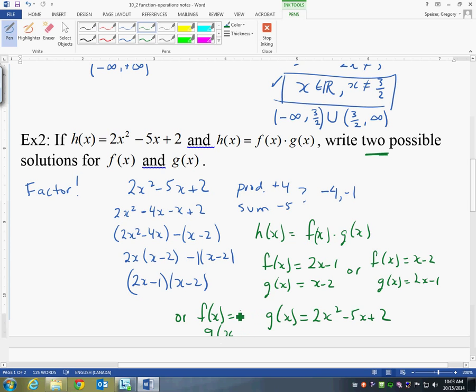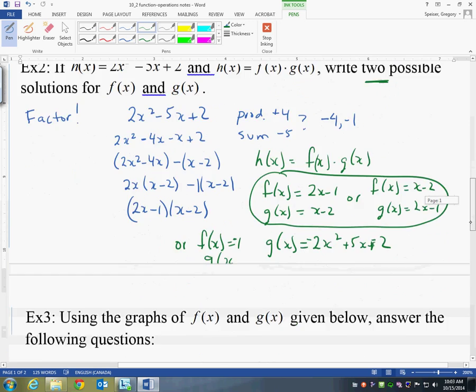Or, heck, you could go and say, what if f of x is equal to negative 1? Then this would be negative, positive, and then negative, right? So there's really an infinite number of answers, but these are probably the ones that you would find in your answers at the back of the text. So if you get something that you can factor, right? If not, you really could kind of cheat and just say one of them is 1 and the other one is the entire original function.